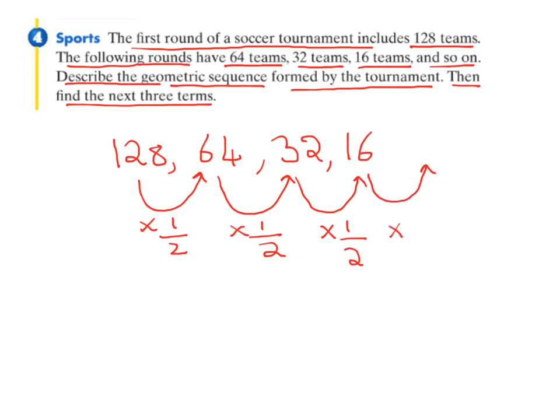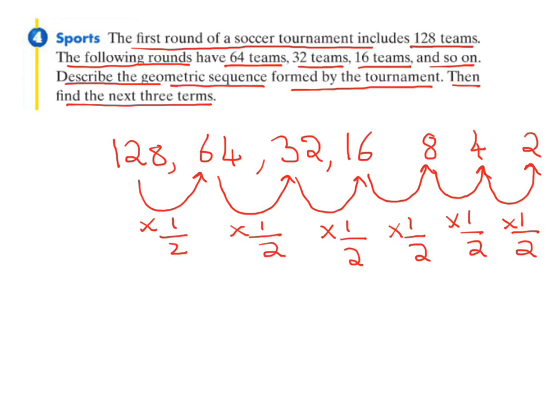Multiply 16 with half, and that's going to be 8. And what will be the next term? Multiply 8 with half, and that's going to be 4. And what will be the next term? Multiply 4 with half, and that's going to be 2.